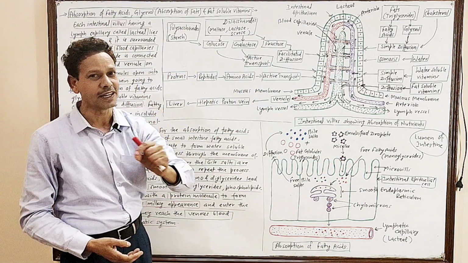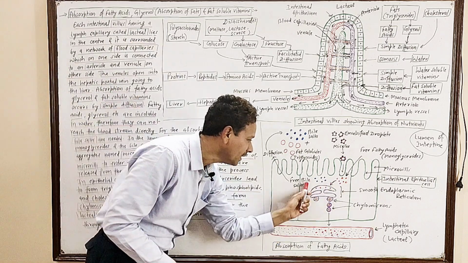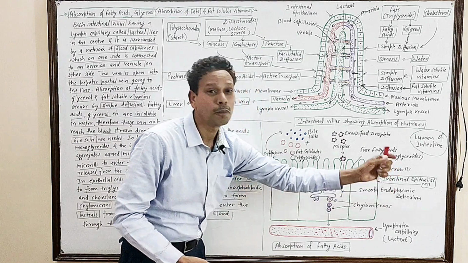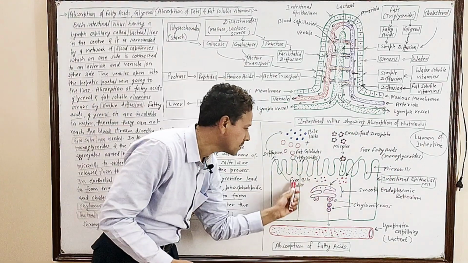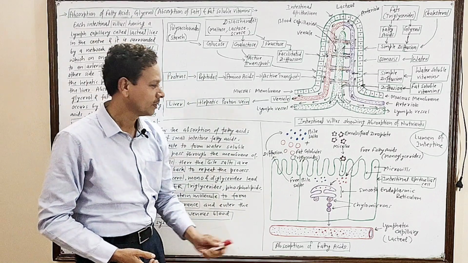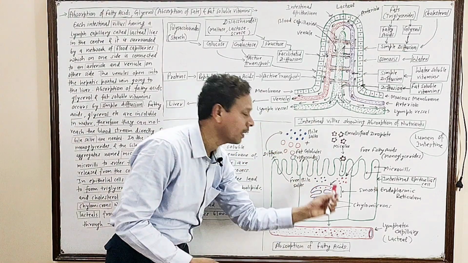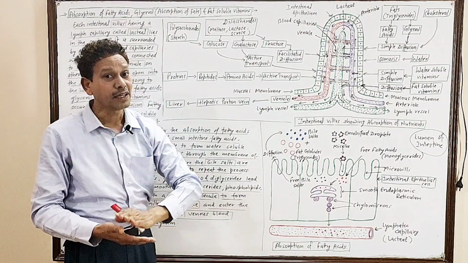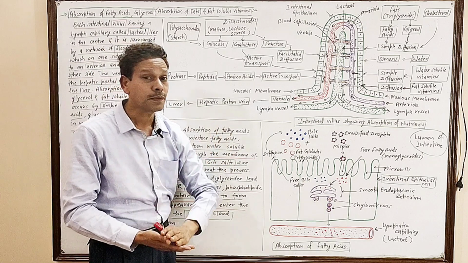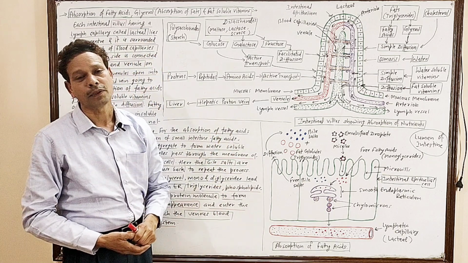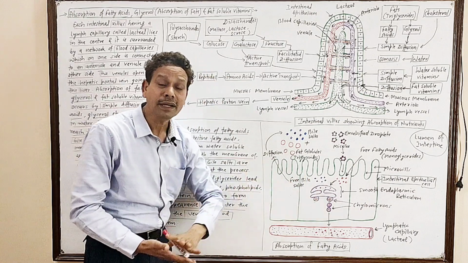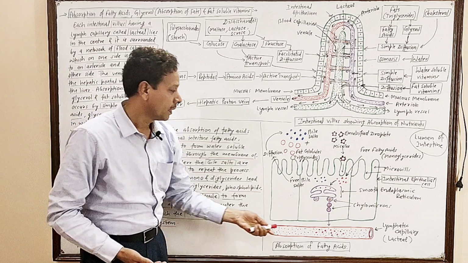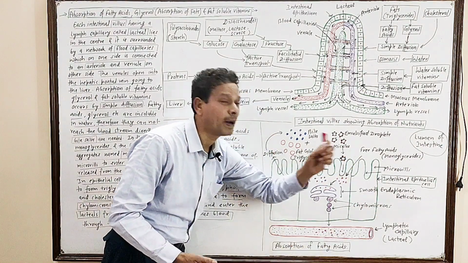These triglycerides, note down, enter the smooth endoplasmic reticulum of these epithelial cells. Here in the smooth endoplasmic reticulum, the triglycerides and phospholipids as well as protein molecules interact and produce complex molecules, and these units are named chylomicrons.